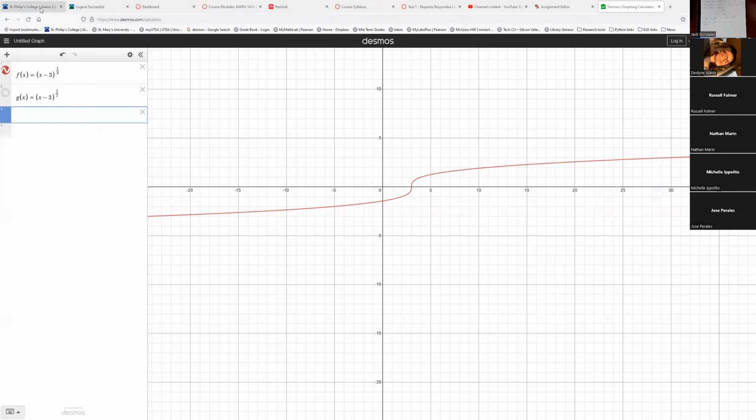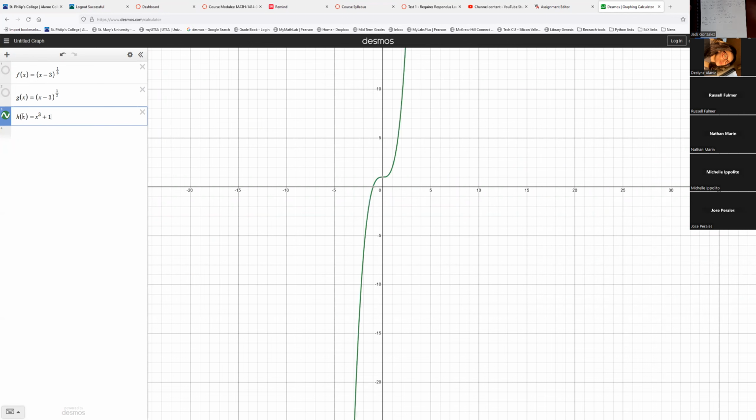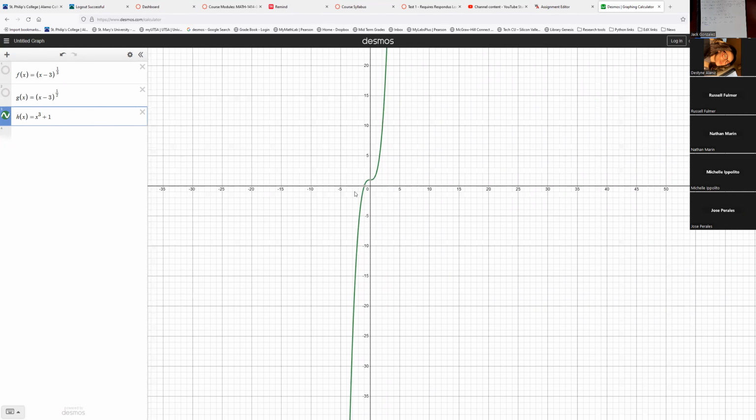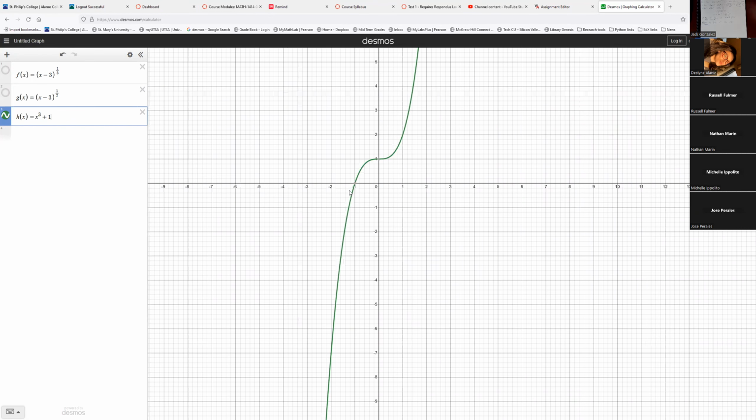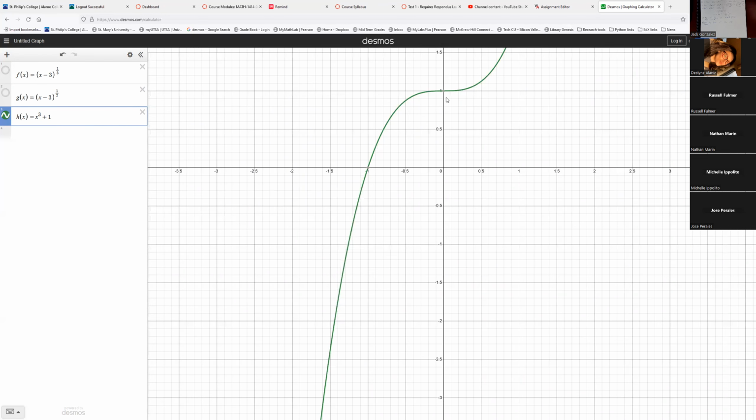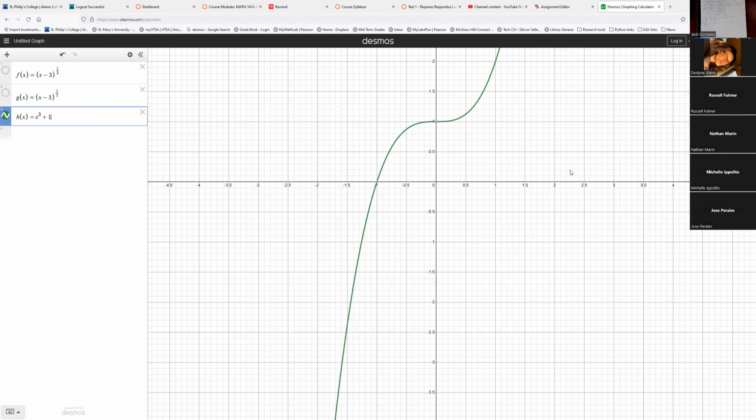If you're in doubt, you can always graph it. But the question you should ask yourself is basically, is there a number that I can't cube? I can cube whatever I want. There's no problem. I can add 1 to anything I want. So yeah, it should be all real numbers. It keeps going all the way to the left, all the way to the right, forever. Eventually it covers the x values.